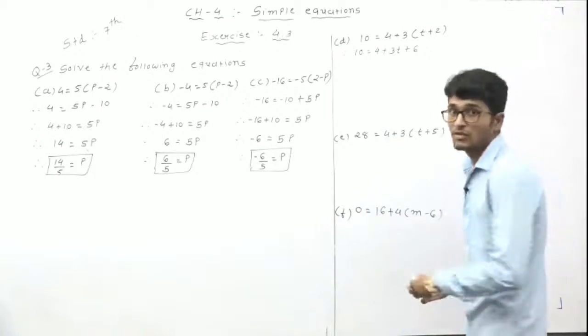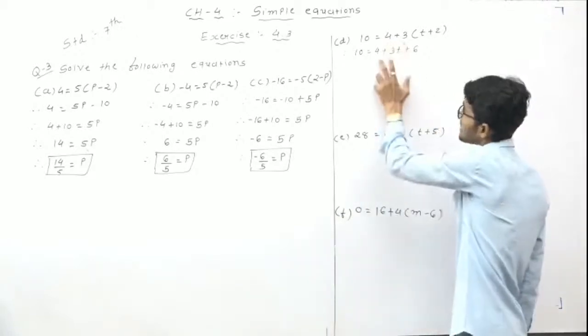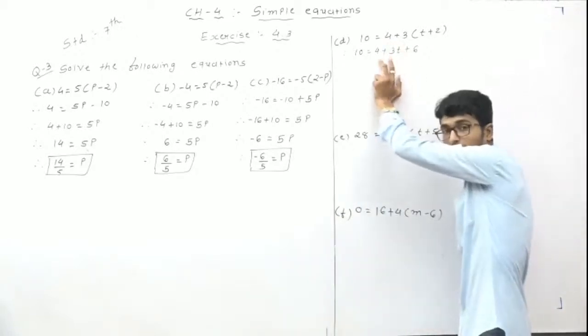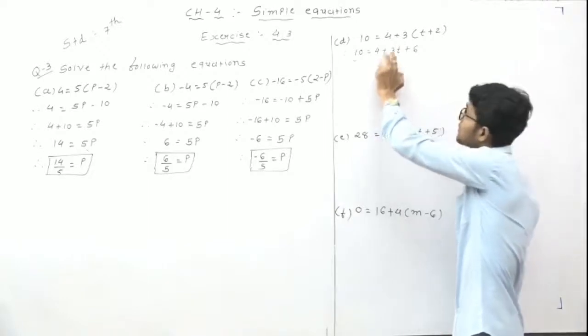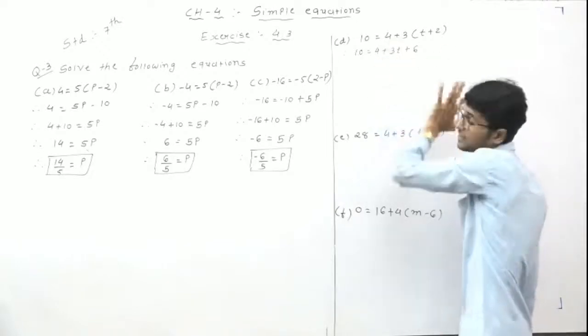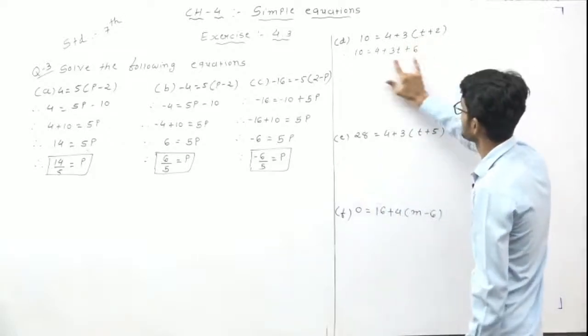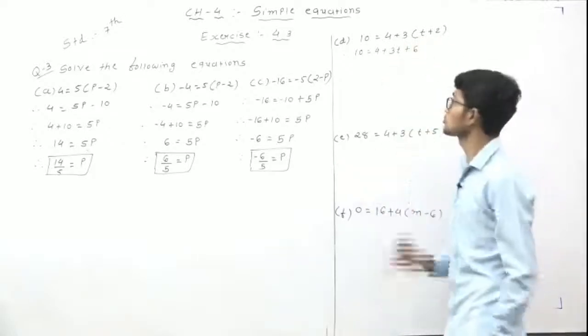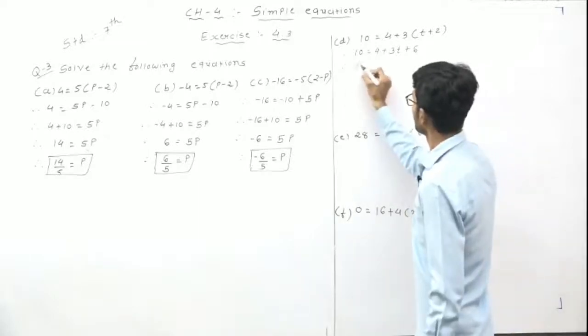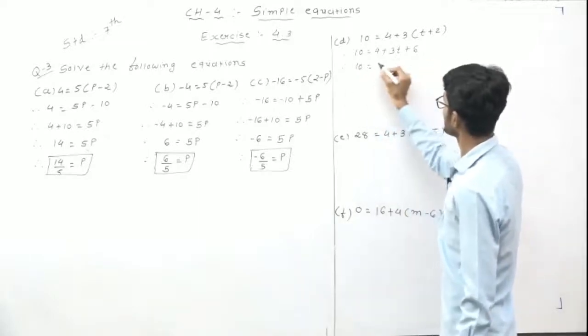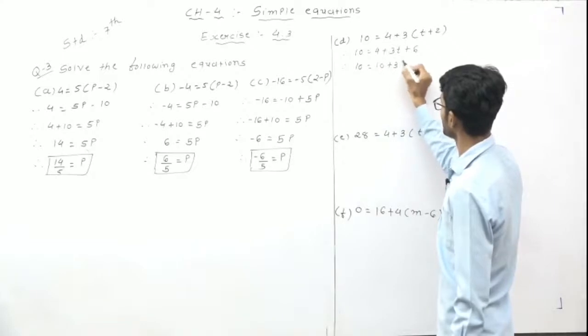Now students, one more thing: 4 plus 3, here you should not write 7, right? If it is not an equation, then 4 plus 3 means 7 in bracket t plus 2. First of all remove the bracket, it means 3 multiplied by t is 3t, and 3 multiplied by 2 is 6. Then after solving, 10 is equal to 4 plus 6, it means 10 plus 3t.